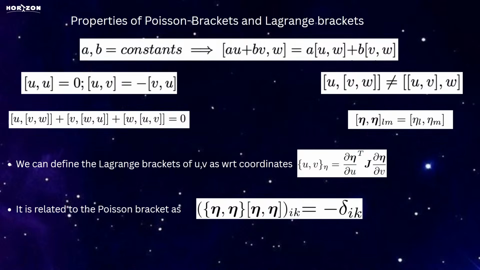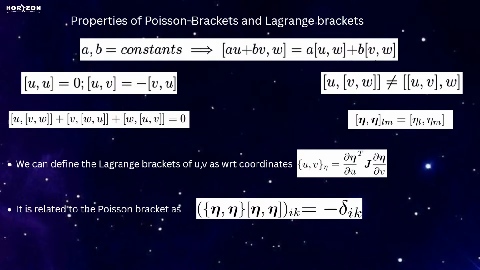Also, we find something called Jacobi's identity, where we use three canonical quantities and define that the brackets of each individual quantity in order, the sum of these Poisson brackets, turn out to be zero.